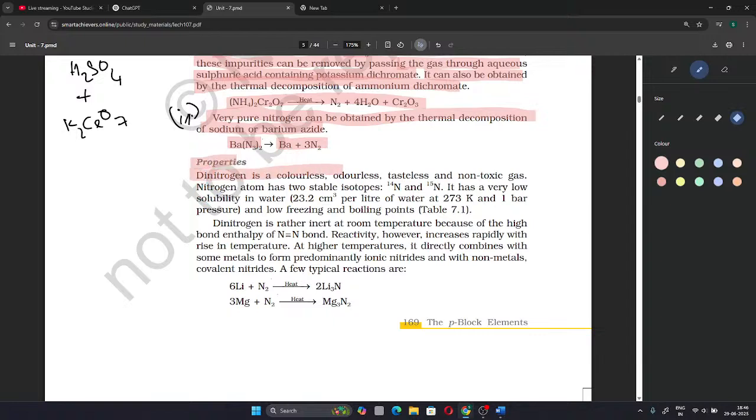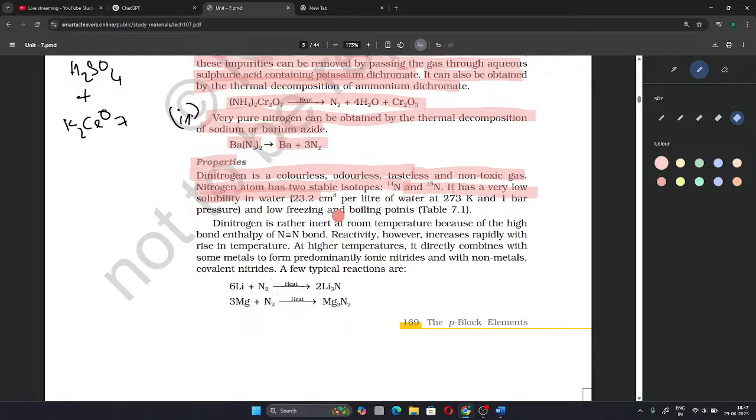Dinitrogen is a colorless, odorless, tasteless, and non-toxic gas. As it is in air, we can say we are also breathing nitrogen in, as 78% of our atmosphere is nitrogen only, and the nitrogen atom has two stable isotopes, N14 and N15. It has a very low solubility in water.